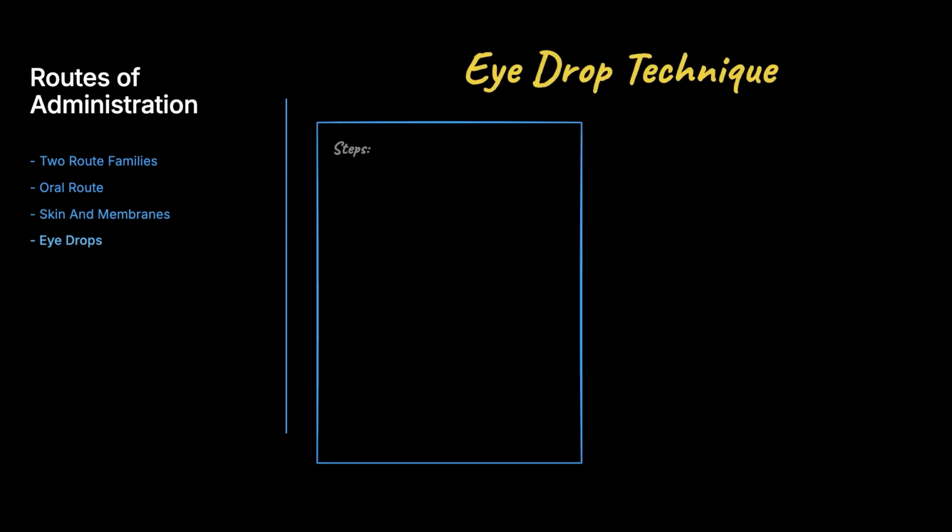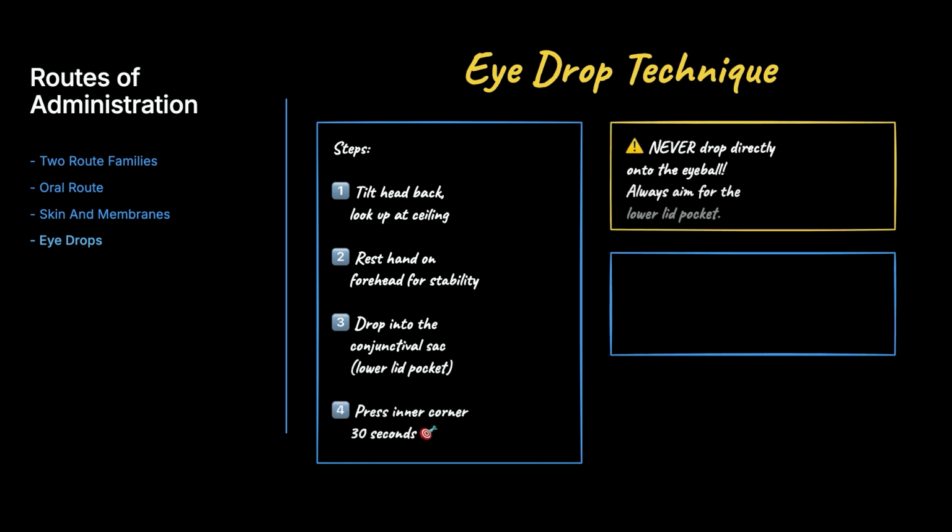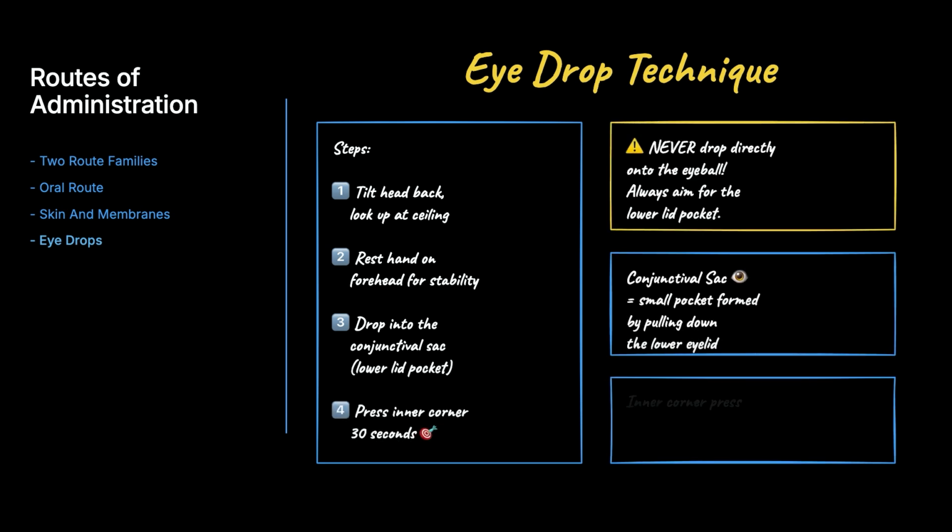Eye drops require gentle, precise technique. Have the client tilt the head back and look up at the ceiling. Rest your hand on their forehead for stability, then drop the medication into the small pocket of the lower lid, called the conjunctival sac, never directly onto the eye. Afterward, press gently on the inner corner for half a minute.